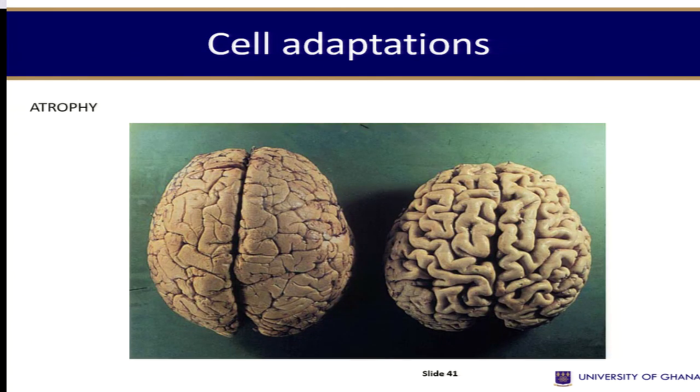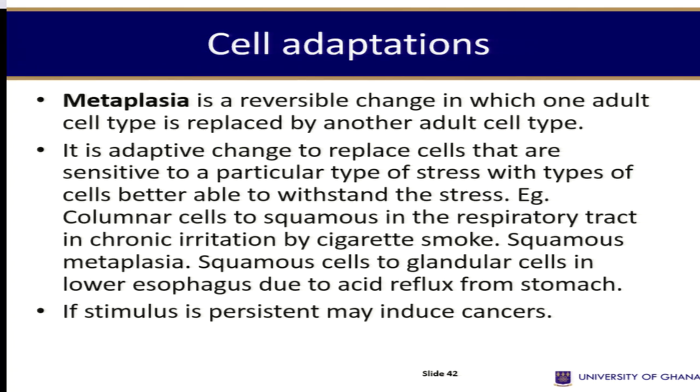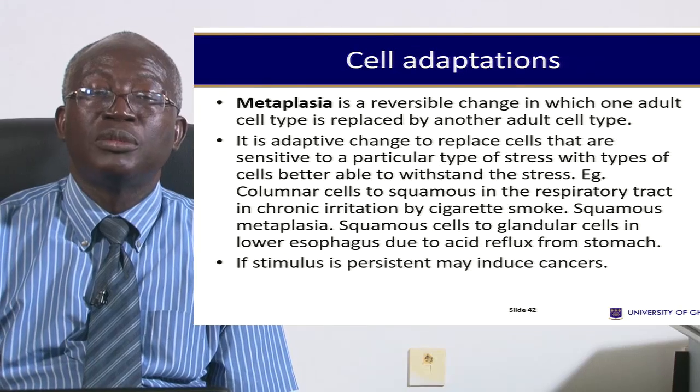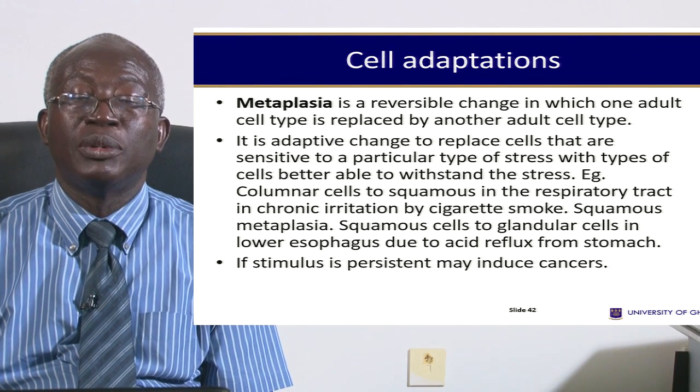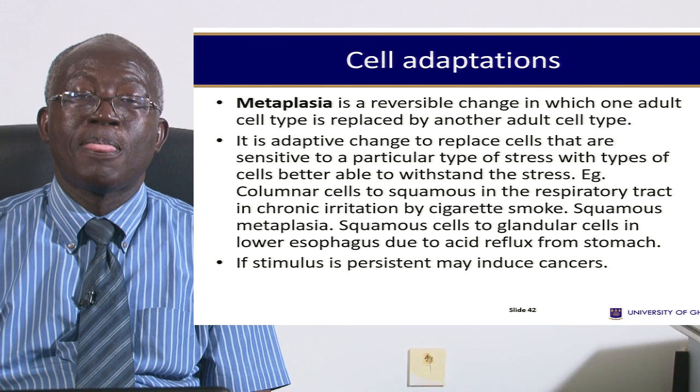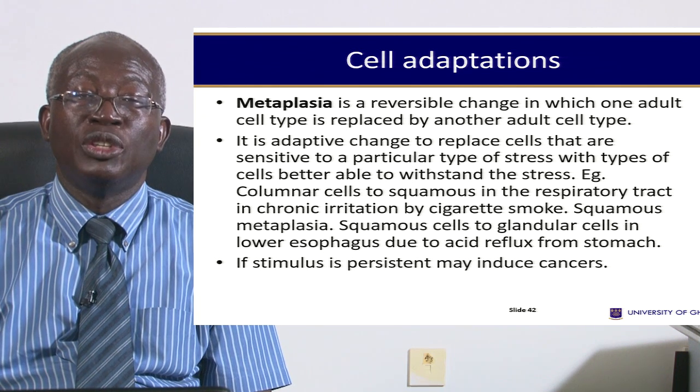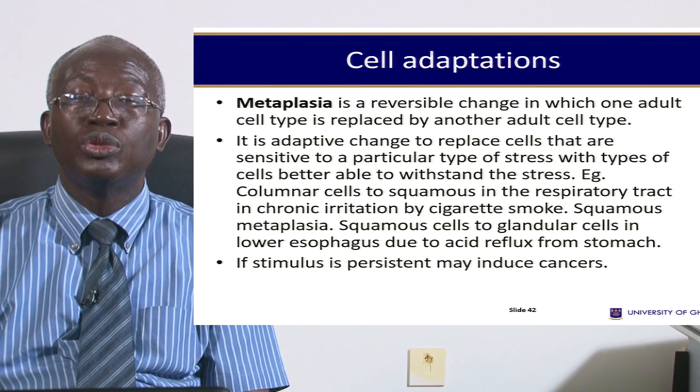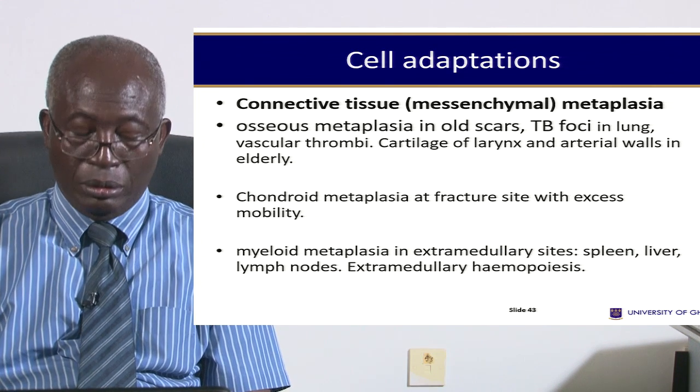This picture illustrates atrophy of the brain. The one on the right is smaller, and the gaps between the parts of the brain called the gyri are bigger. So that is brain atrophy. Metaplasia is a reversible change in which one adult cell type is replaced by another. So it's also an adaptive change. If the cause is removed, then it will reverse.